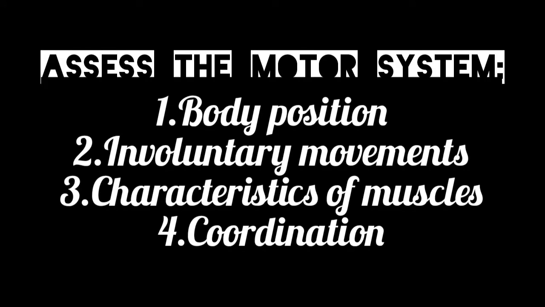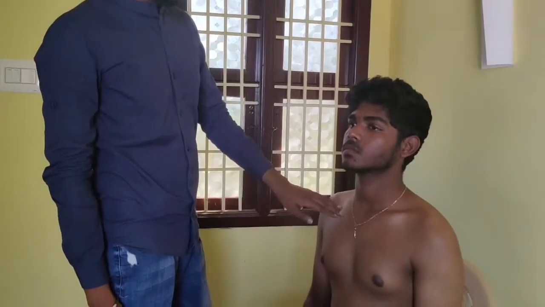Assess the motor system. Focus first on the body position and involuntary movements, then assess the important characteristics of the muscle bulk. Also assess the coordination. Observe the patient's body during movement and at rest. Watch for involuntary movements such as tremors and tics.